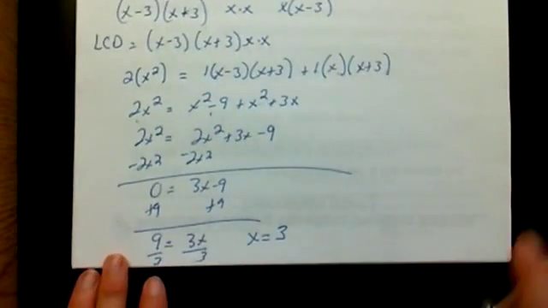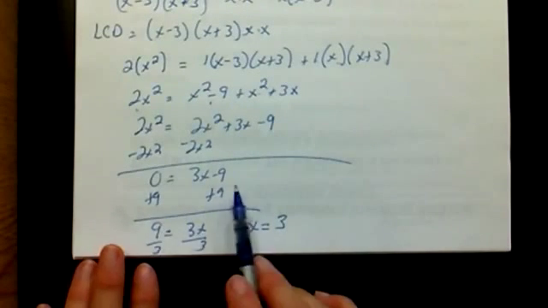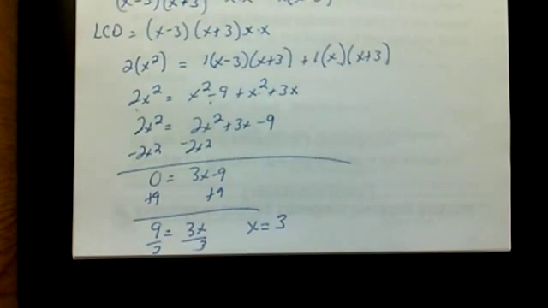Then go down and solve for x finally. And move the 9 over, divide by 3, and find x equals 3. But, what's wrong? Can I have x equals 3?